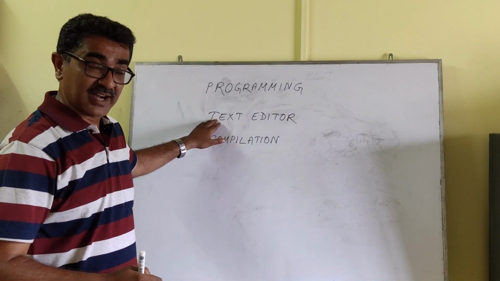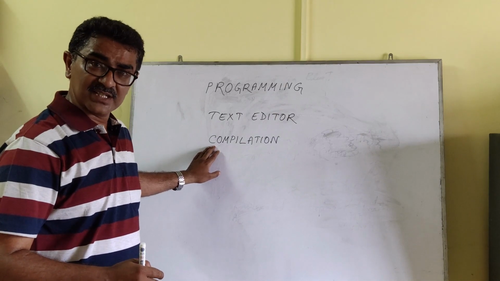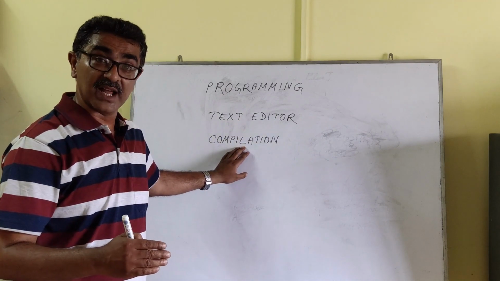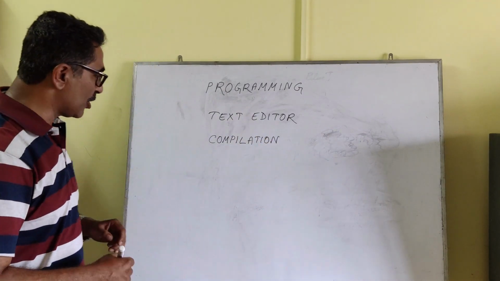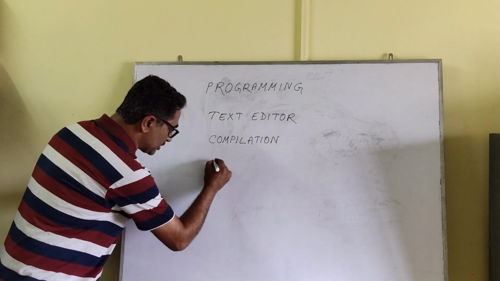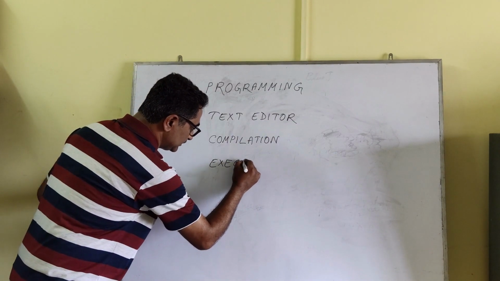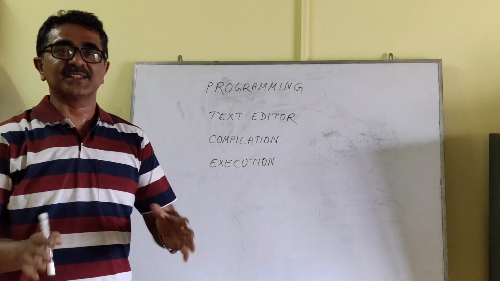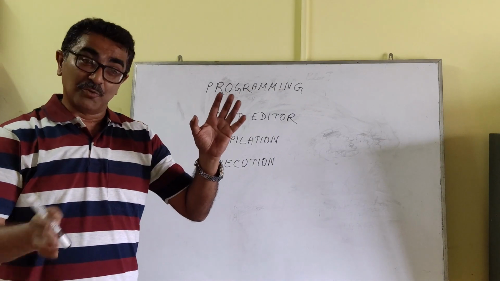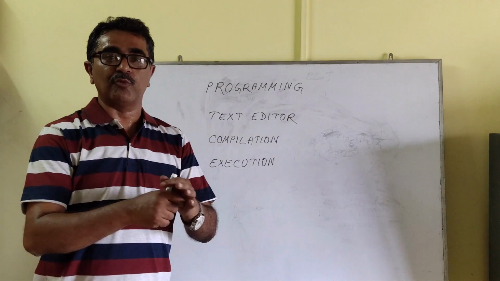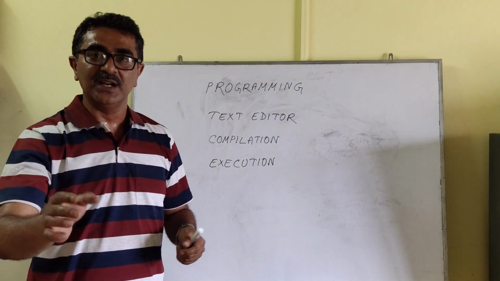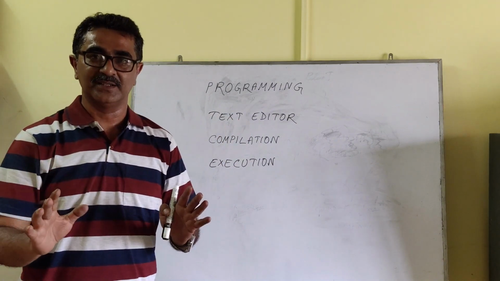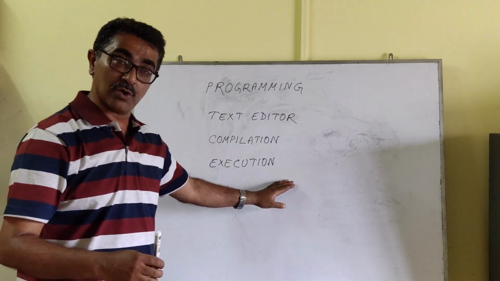So the text editor is the place where we write the program. Compilation is the process by which you convert the program you have written to a machine understandable language. And the third, the most important thing, is execution. Execution is the program in action. Simple. So what is this program in action? It means that whatever instructions we have given to the computer, it starts executing those instructions and works according to them. It simply does that. So this entire process is called execution.